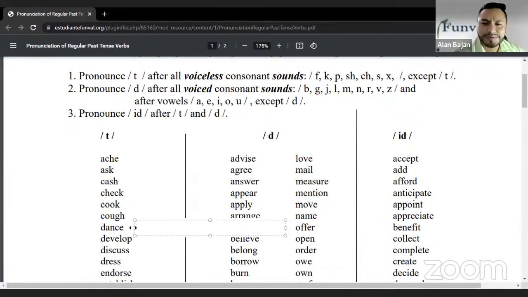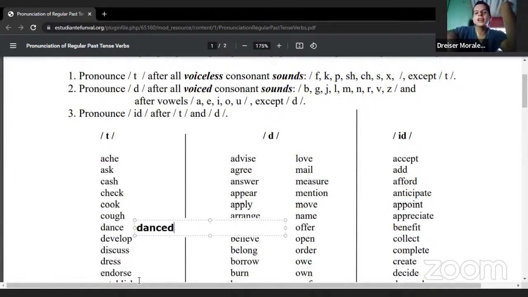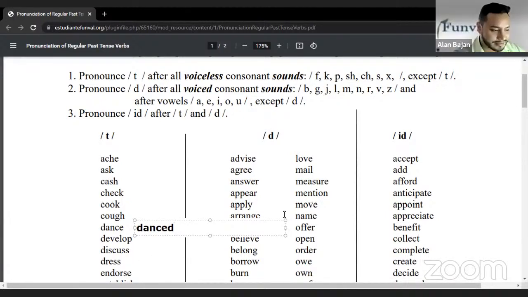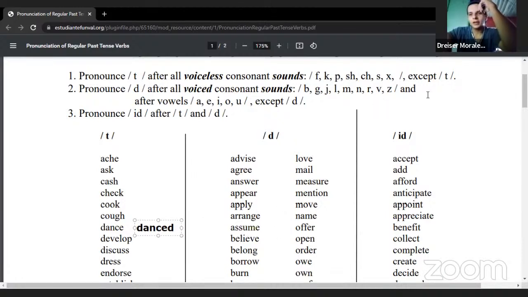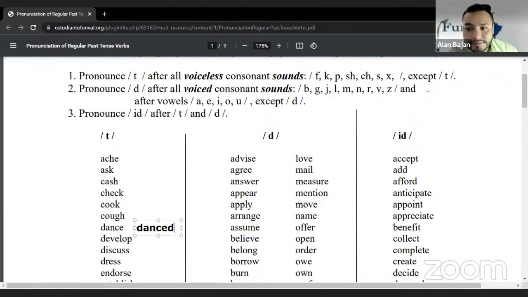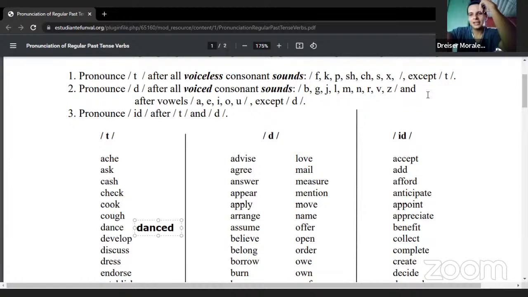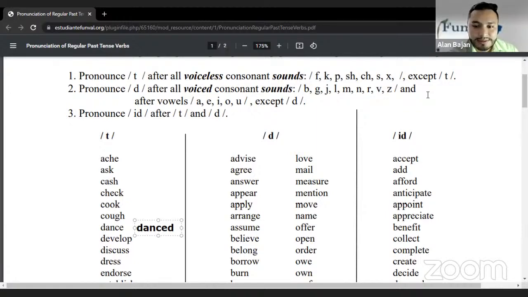What is the pronunciation in past tense? Danced. And what is the sound of the last syllable? Dance. S, S, S. So it's not "danced." Teacher, the last Friday I was with a girl and we danced a lot. No. You danced. Oh. Bailaron. Past tense. Okay.